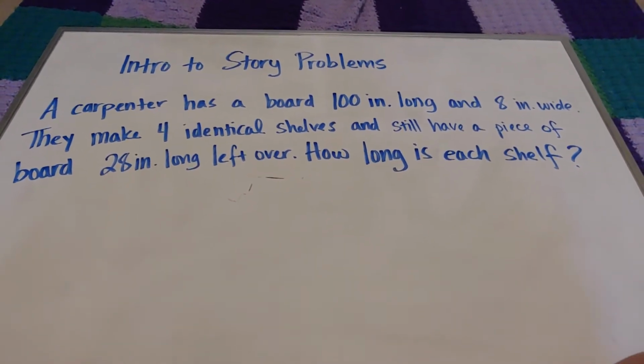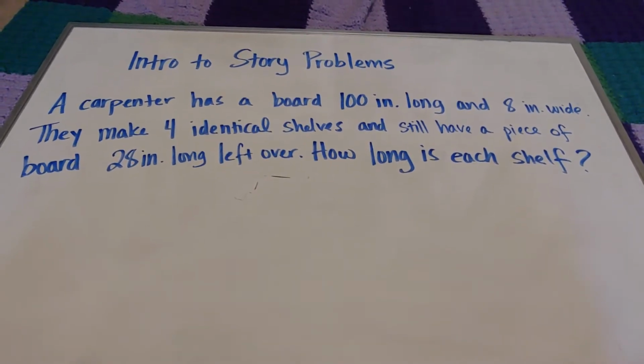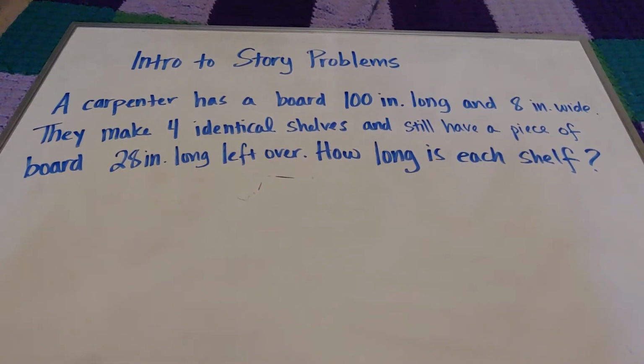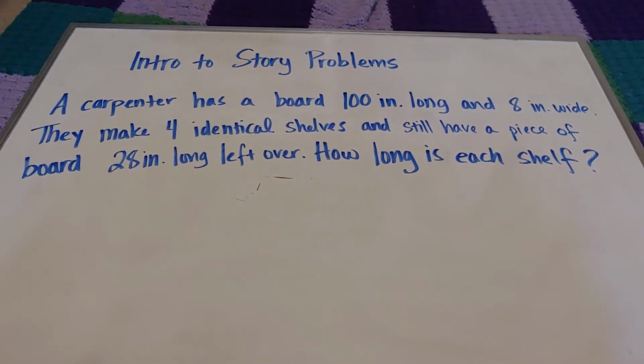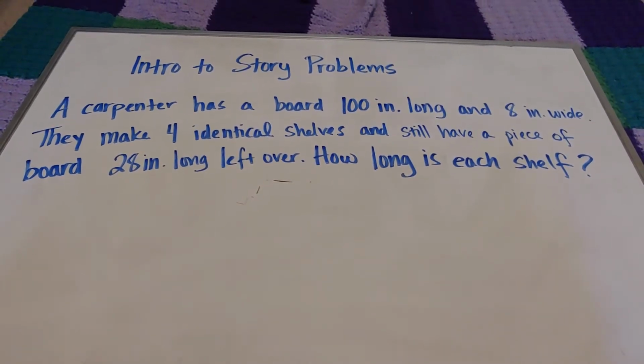Okay, so this says a carpenter has a board 100 inches long and 8 inches wide. They make 4 identical shelves and still have a piece of board 28 inches long left over. How long is each shelf?